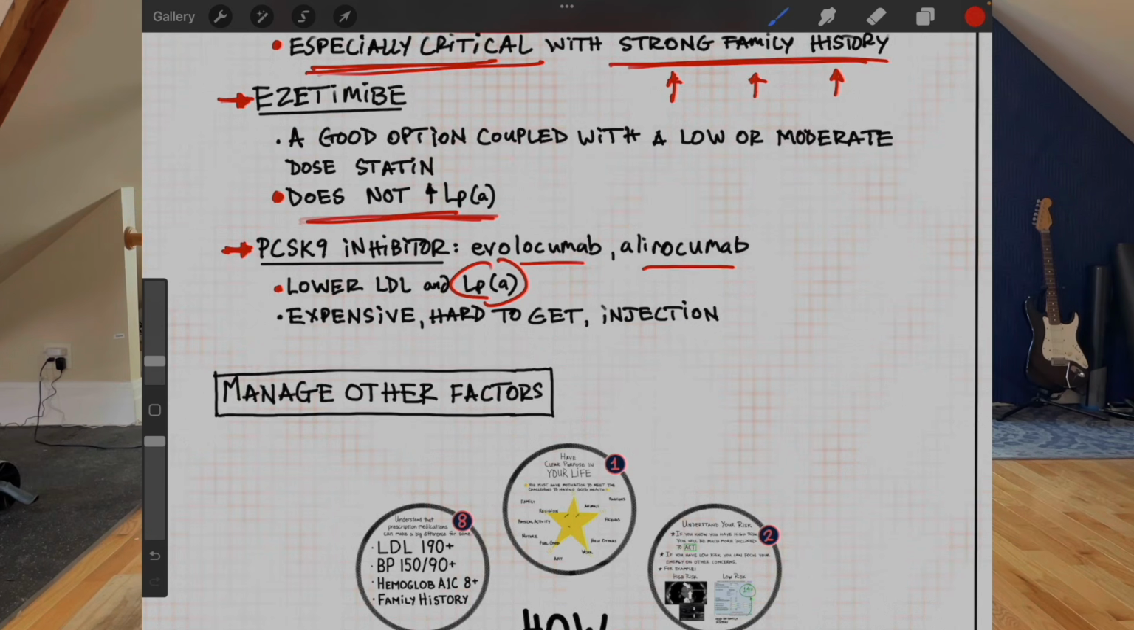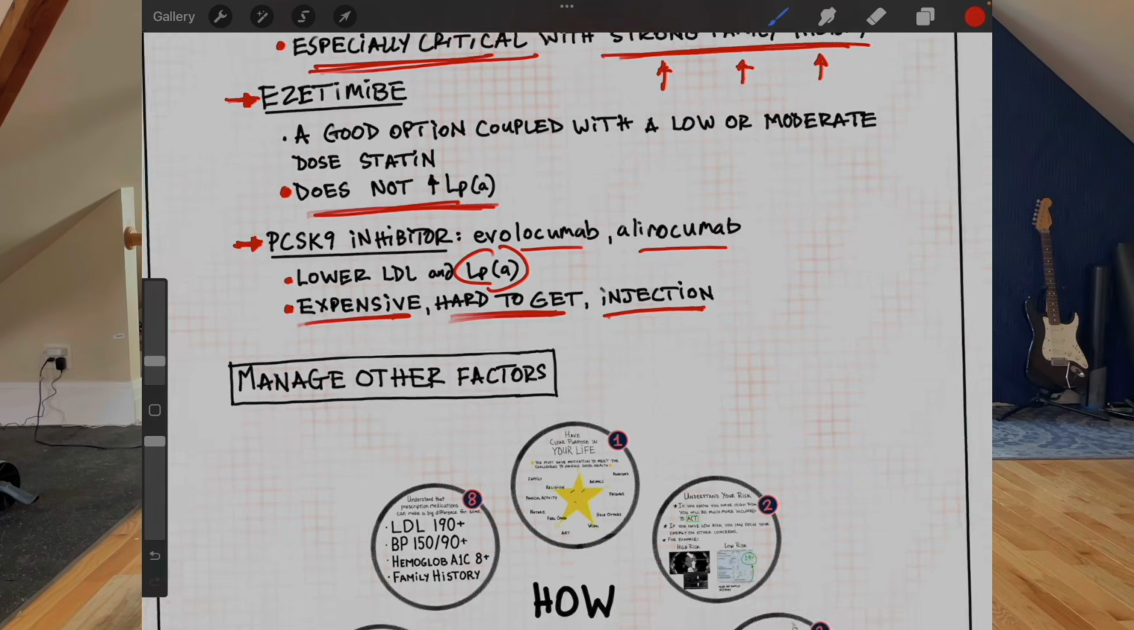And that might make sense in somebody who has heart disease and has a high lipoprotein(a), I suppose, but that's an unproven hypothesis. The minuses of these medicines: they're expensive. It's hard to get them from the insurance company. They're an injection twice a month.